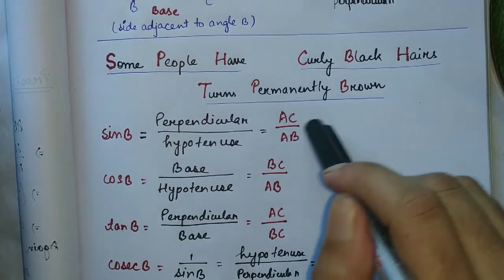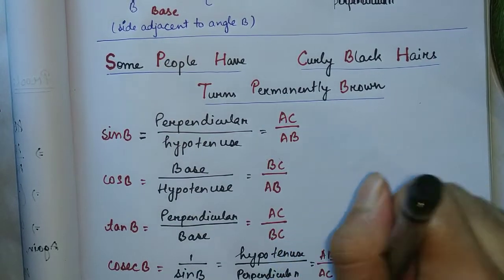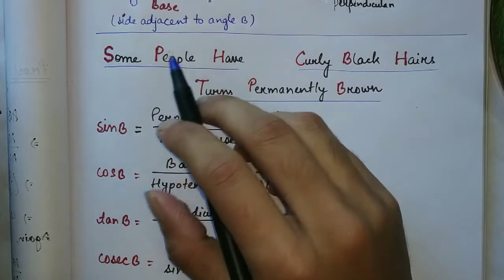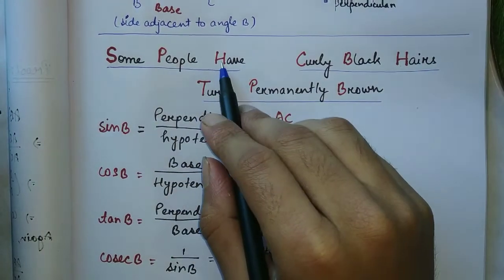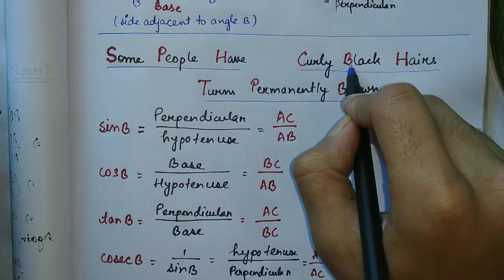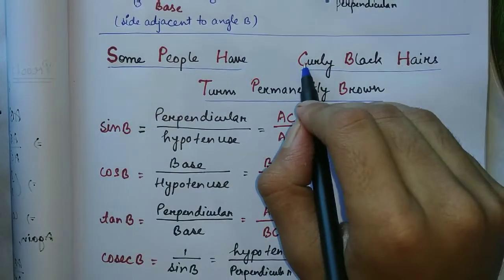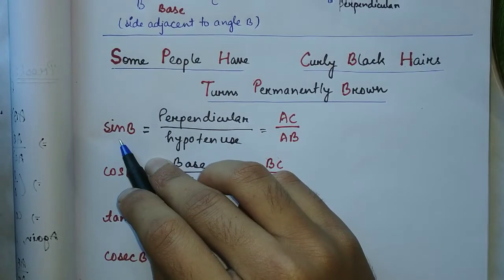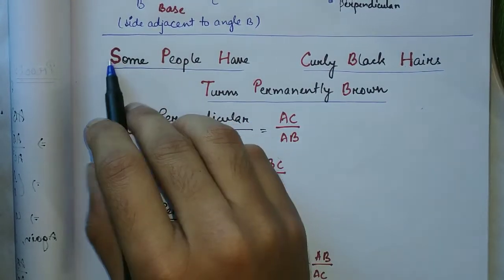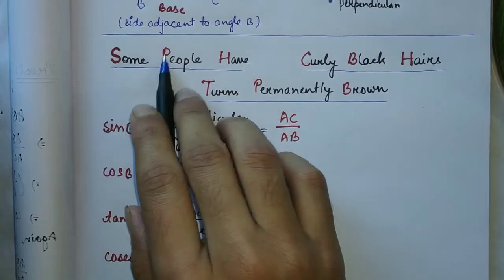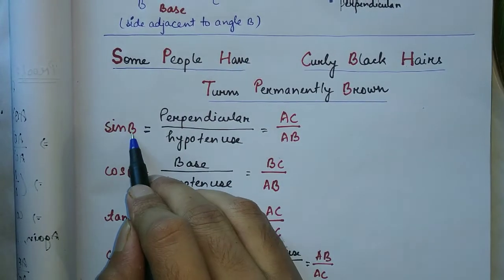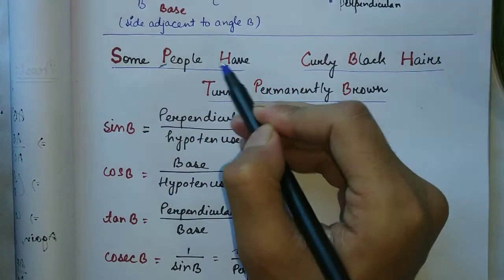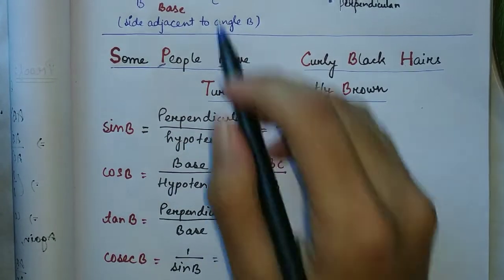Now how to use this sentence in order to write these 6 trigonometric ratios? You remember these two things. Here P means the perpendicular, H means the hypotenuse and B means base. S stands for sine, C stands for cos and T stands for tan. So the first trigonometric ratio is the sine. From the first part of the sentence, which is some people have, we find that sine of angle B in this triangle becomes P by H, that is perpendicular by hypotenuse.